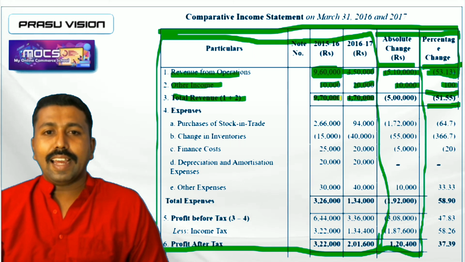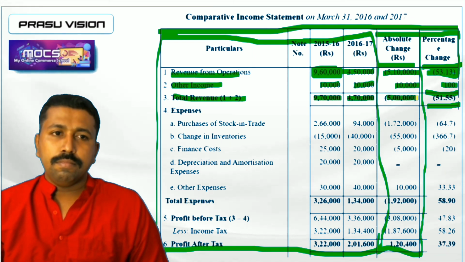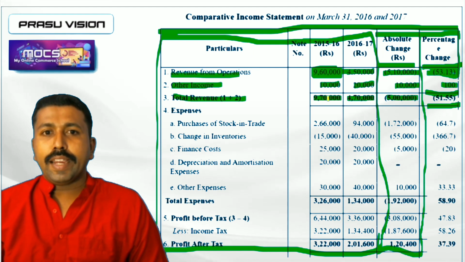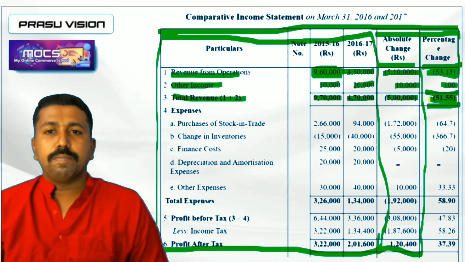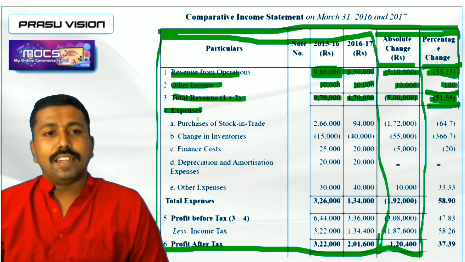We are calculating the absolute change for total revenue. 4,70,000 minus 9,70,000. We will get negative 5 lakh. Percentage change will be 5 lakh divided by 9,70,000 into 100, 51.5 percentage. After that, we are moving to the expense area. We are listing out all the items.